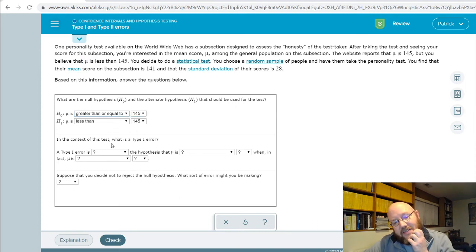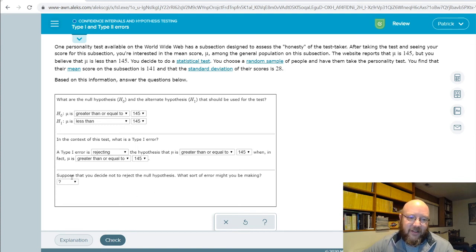Okay, in the context of this test, what is a type one error? Type one error, remember, we can commit a type one error whenever we reject the null hypothesis. And so that's rejecting the hypothesis that mu is greater than or equal to 145, our null right here, when in fact mu actually is greater than or equal to 145. All right, so remember, I tell you, you do have cancer, but actually you don't. This one looks a little repetitive, and I know that's not very intuitive, but that's actually true. So it's saying a type one error is rejecting the null when in fact the null is true.